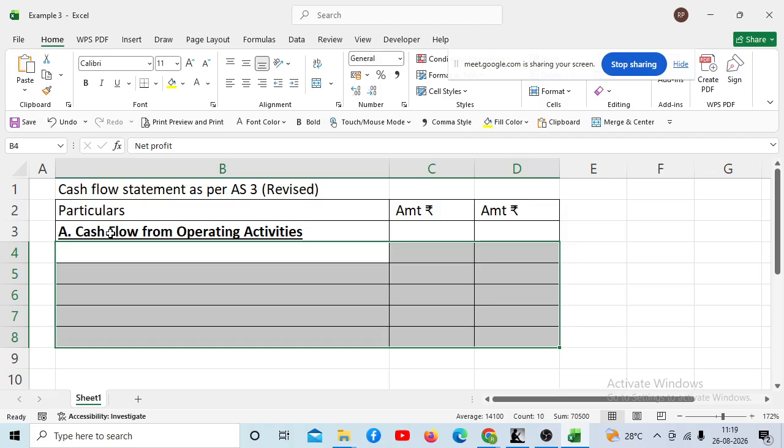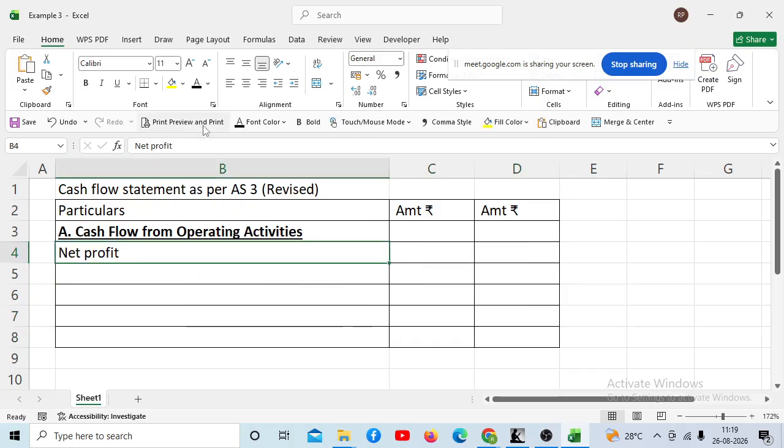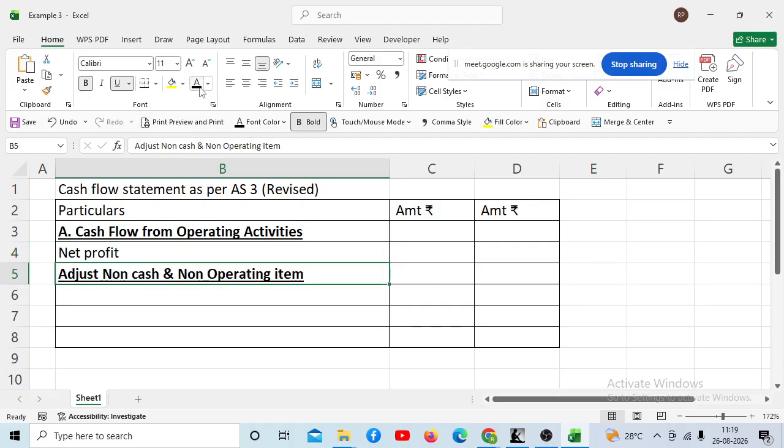Done. Okay, now cash flow from operating activity always starts with the net profit, right? So just give the heading as net profit. We will write it down afterwards. And after net profit, we should always give this heading: adjust non-cash and non-operating items.